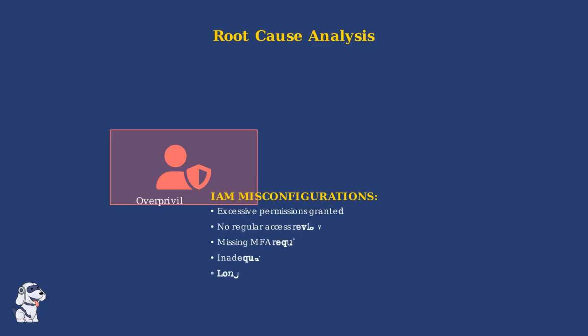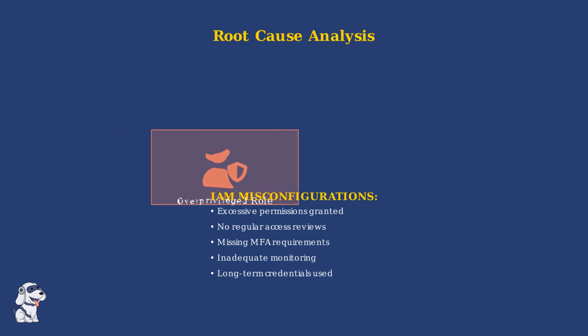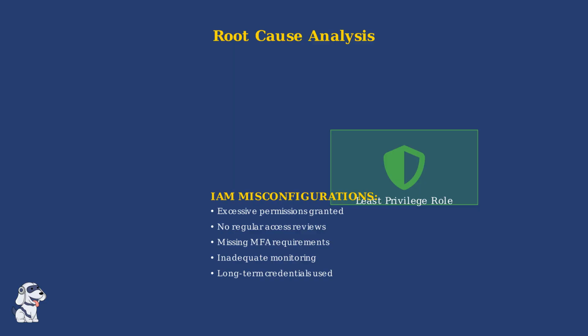The analysis reveals multiple IAM misconfigurations that enabled this attack. The service role had excessive permissions, there were no regular access reviews, multi-factor authentication was not enforced, monitoring was inadequate, and long-term credentials were improperly stored. The solution involves transforming our security approach. We must implement proper IAM roles with least privilege access, ensuring each service has only the minimum permissions required for its specific function. Now we examine the essential best practices that prevent such security breaches.